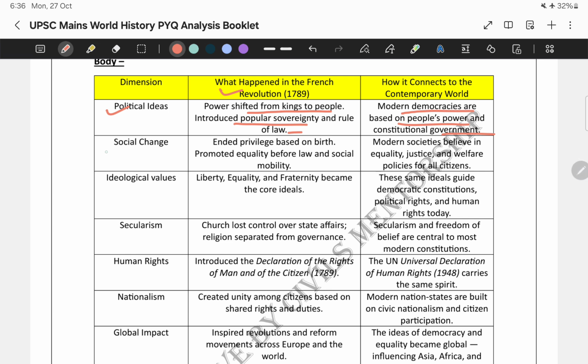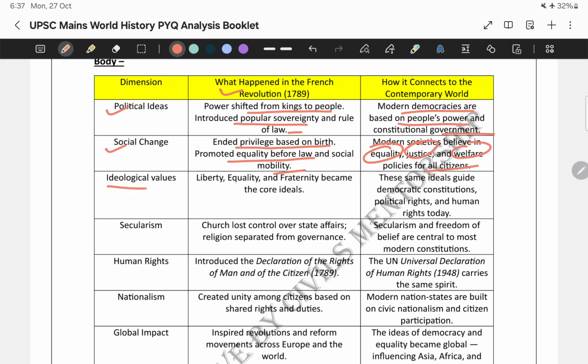Next dimension is social change. What exactly happened during the French Revolution? It ended privilege based on birth. It promoted equality before law and social mobility. Again, how can we connect it to today's world? Modern societies believe in equality, justice and welfare policies for all citizens. So these were all derived from the French Revolution itself.